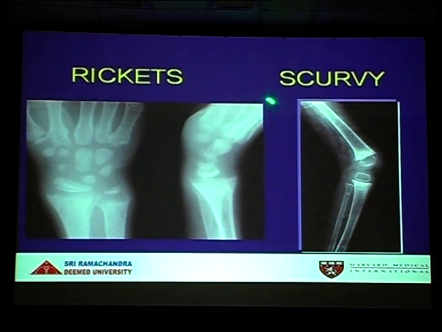And the differentiation is between rickets and scurvy. See this, and the zone of provisional calcification. Once you see that it is widened, that is rickets. Here it will be normal.